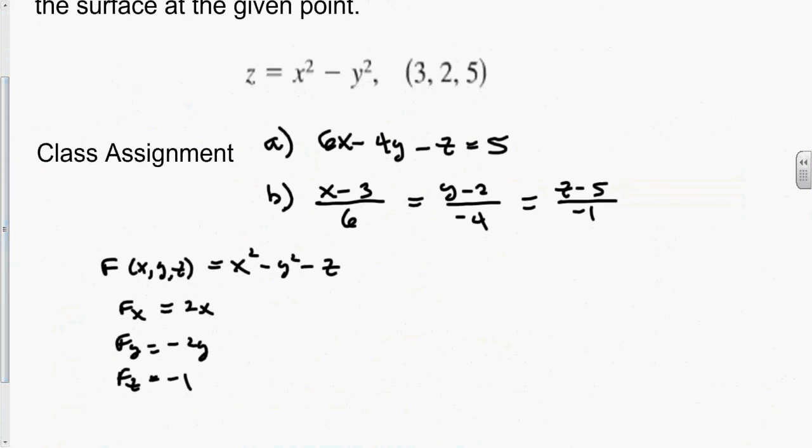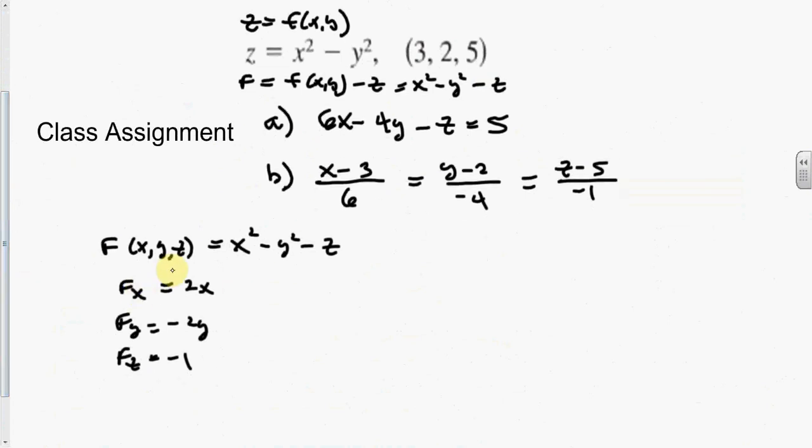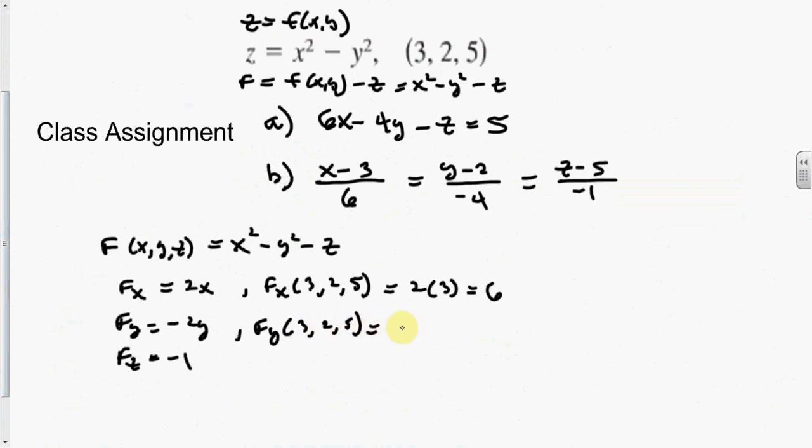So here, z is equal to f of x, y. And so basically the capital F, again, is you subtract the z from f of x, y. Capital F is f of x, y minus z. That's x squared minus y squared minus z. Now you put the partials, and you evaluate these partials at the point (3, 2, 5). So this is 2 times 3, you get 6. Capital F sub y at the point (3, 2, 5) is equal to negative 2 times 2, negative 4. And this guy is fixed always at negative 1.